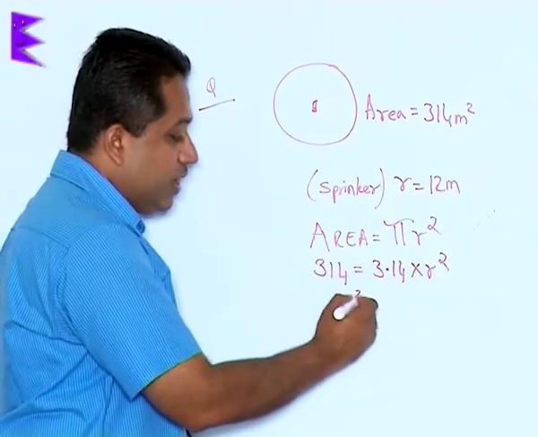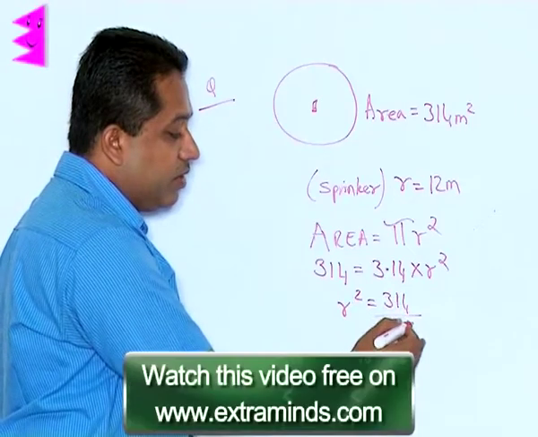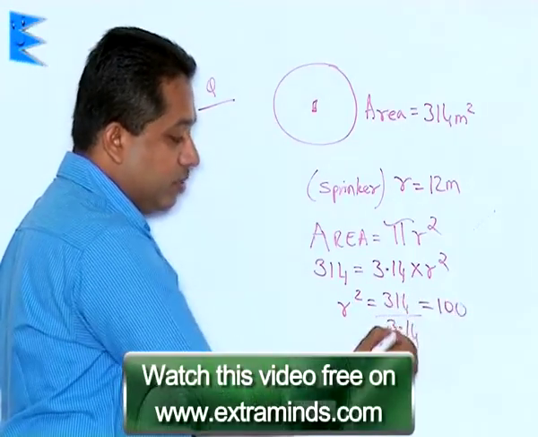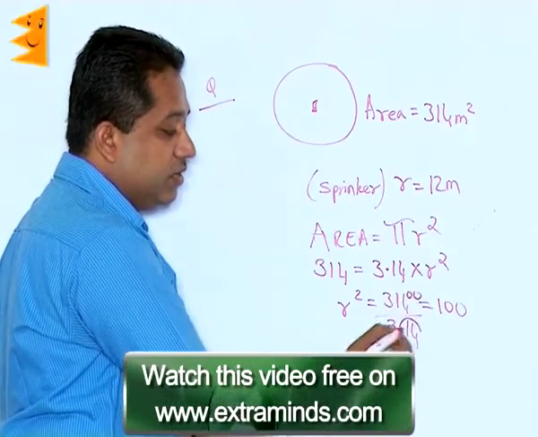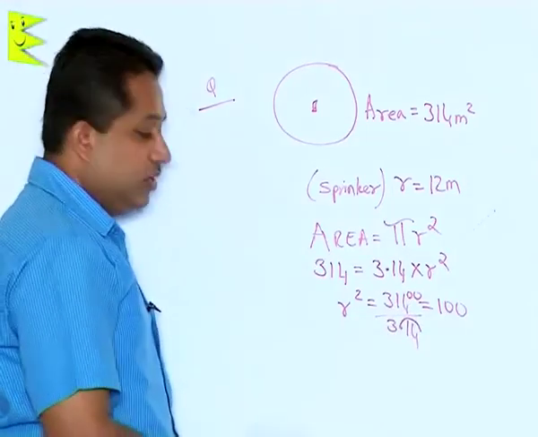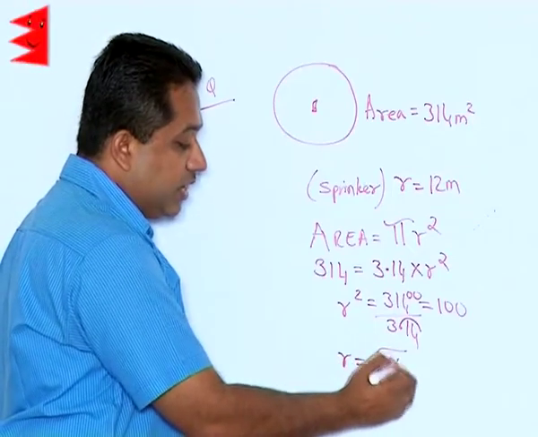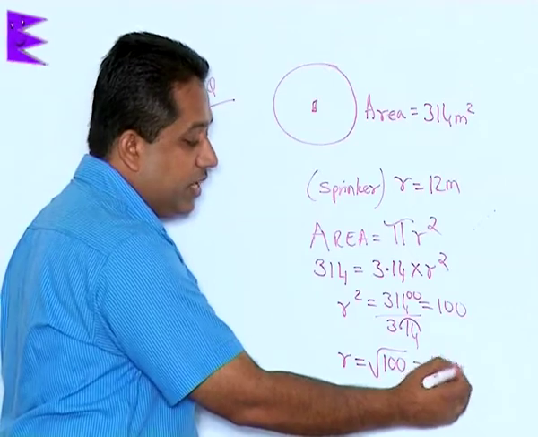Now r square will be equal to 314 divided by 3.14, and therefore r square will be equal to 100, because I will shift the decimal twice, which means I have to put two more zeros here. 314 and 314 gets cancelled, we are left with 100. So if r square is 100, the radius will be root of 100, and the root of 100 we have found out to be equal to 10.